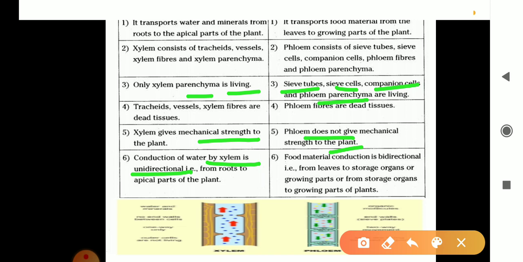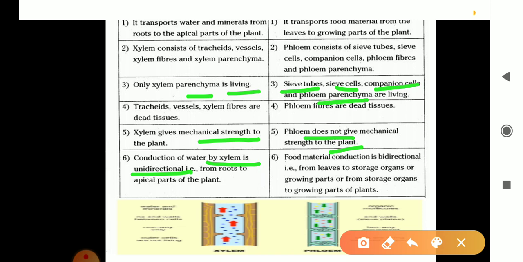Suppose one example I can give you. Suppose in the plants which shed their leaves, then at the time when sprouting takes place in that plant, they require the food. That time the food which is stored in the roots and stem goes to the leaves. This is the example: in normal time conduction of food takes place from upward to downward, and when it is required then it may be upward also. Then we can say it is bidirectional flow.